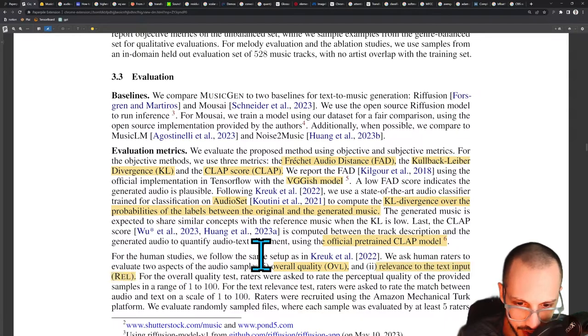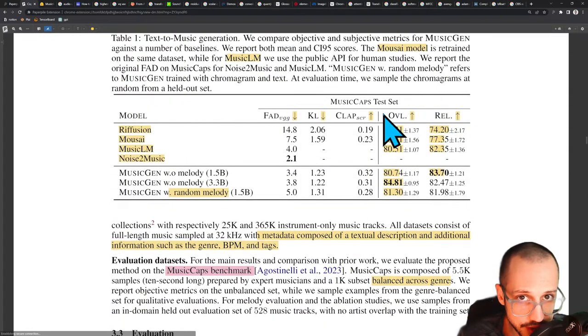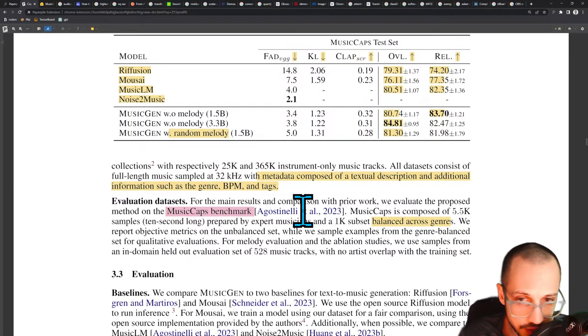Okay, so REL and OVL are the human scores, and then FAD, KL, and CLAP are these model-based scores. So these are really the ones you have to pay attention to, right? This is the humans listening to track A and track B and then telling you which one they like better, or which one sounds better, or which one's more consistent. So these are the numbers that matter. These numbers I think are misleading.